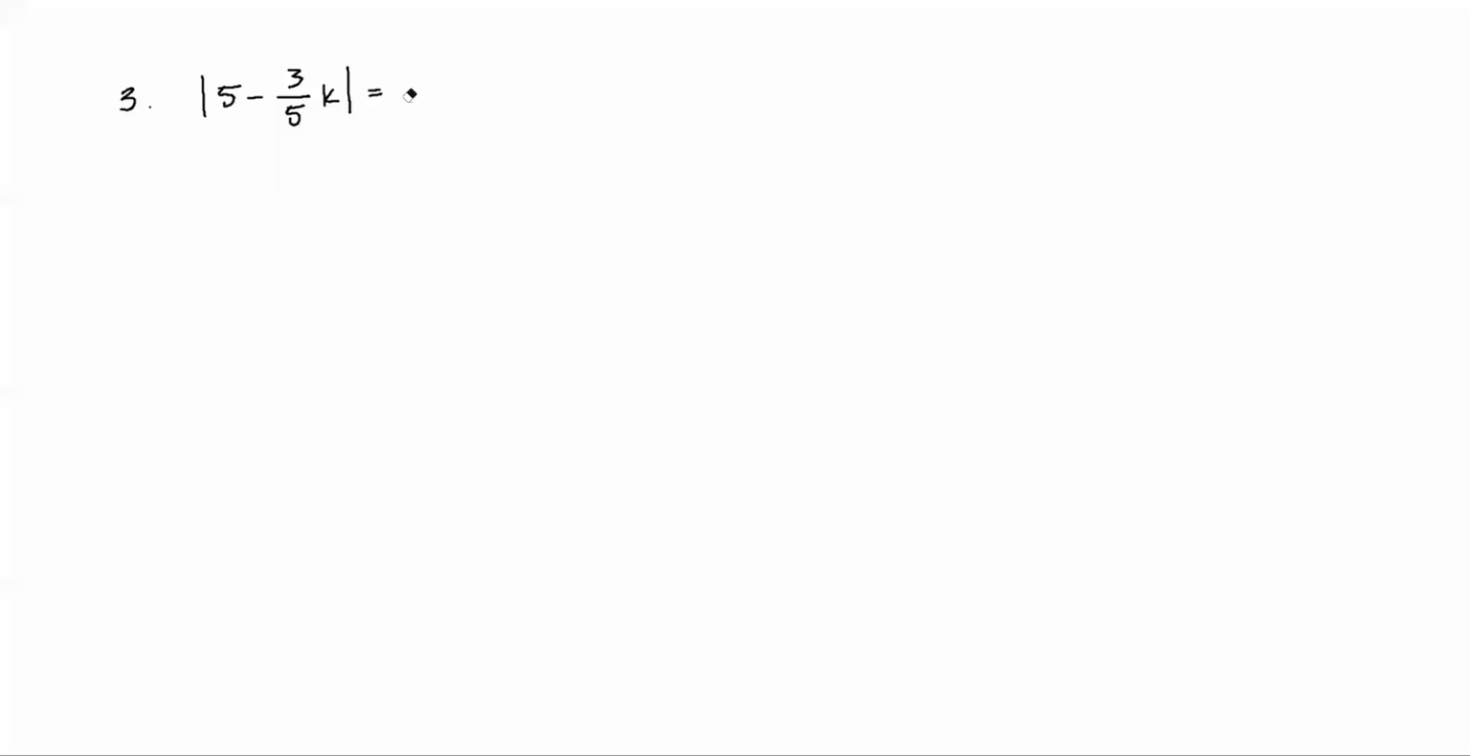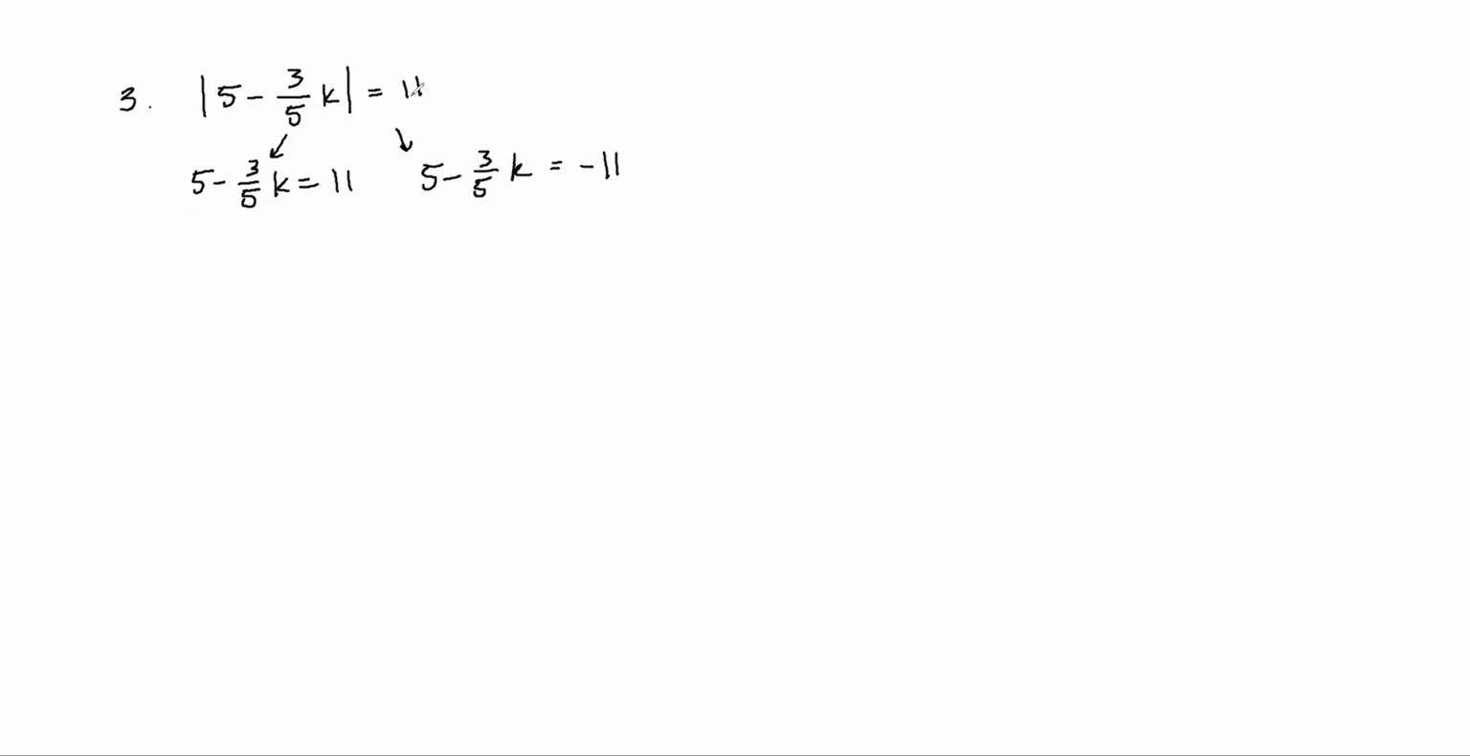First thing we want to do, again, absolute value is alone. So let's split this up. We get 5 minus 3/5 k, again, we're not changing the signs of the stuff on the inside, equals 11. Now we have 5 minus 3/5 k equals -11. Just change the sign of the number on the right.